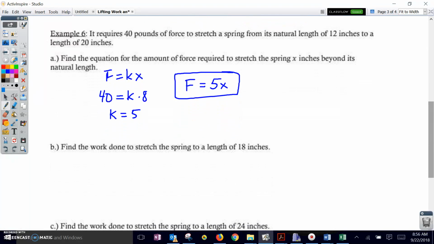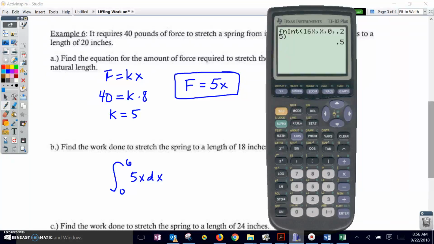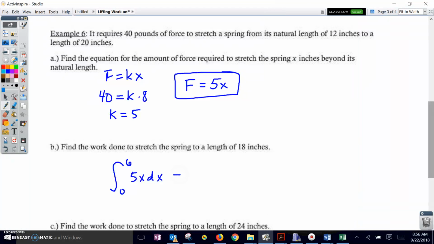And then we're going to find the amount of work done to stretch the spring to a length of 18 inches. So we're stretching it from its natural length to 6 inches beyond its natural length. And there's my integral. And so I'm going to go ahead and integrate. I really don't know why I'm not doing these by hand. It seems kind of silly to take all this time to type stuff in. And we get 90 inch-pounds. Now if I want to convert from inch-pounds to foot-pounds, all I need to do is divide by 12, since there's 12 inches in a foot, and this is 7.5 foot-pounds of work.